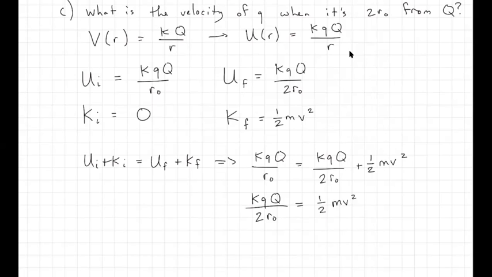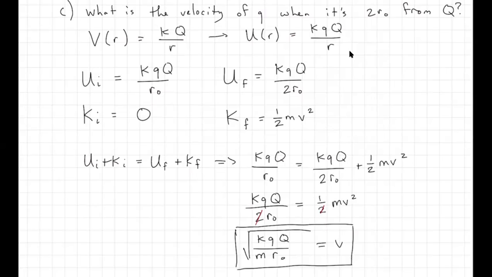And then I just need to solve for v here. I can cancel this factor of 2 here. I'll divide by m and then take a square root so that I get that the square root of kqQ over m r0 equals v. And that's using an energy approach to figure out what the velocity would be 2r0 away from big Q.